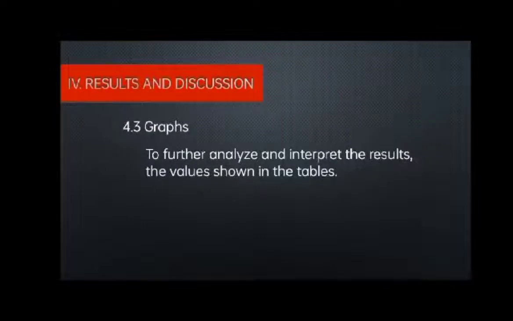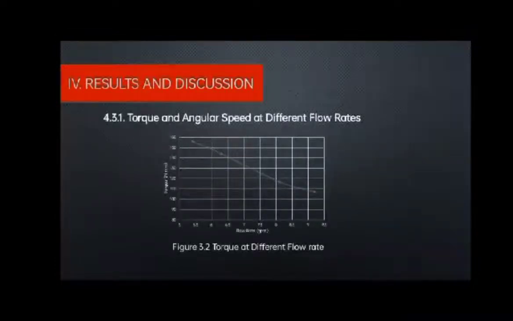To further analyze and interpret the results, the evaluation of the tables follows. Torque and angular speed at different flow rates. Figure 3.2, torque at different flow rates. Figure 3.2 shows the graphical representation of the torque measurement at different flow rates. It shows that as the flow rate of water increases, the torque of the turbine decreases. The maximum torque obtained was 156 Newton millimeter at 5.4 gallons per minute of water.